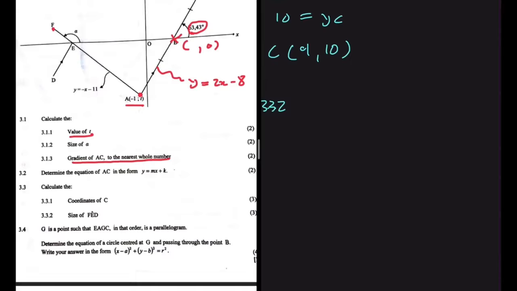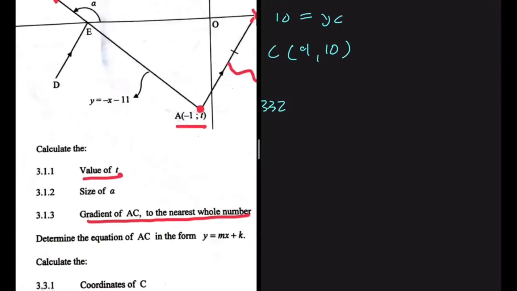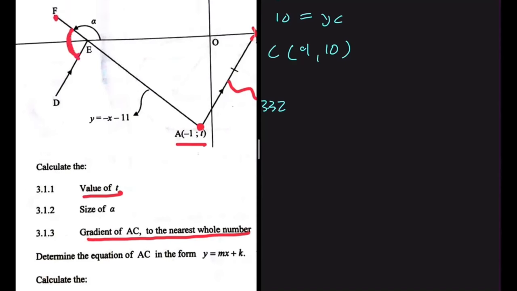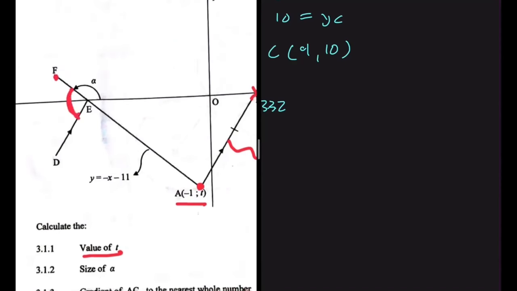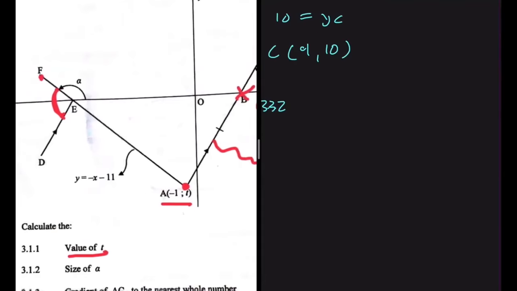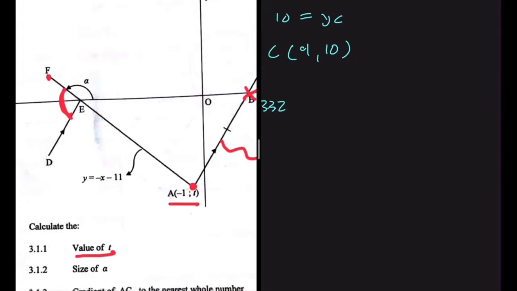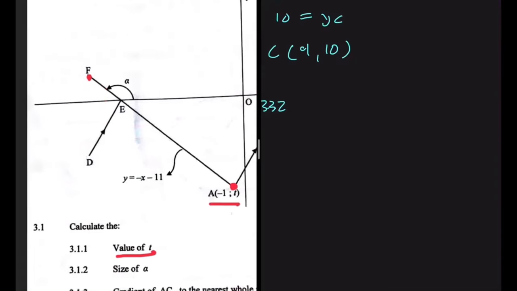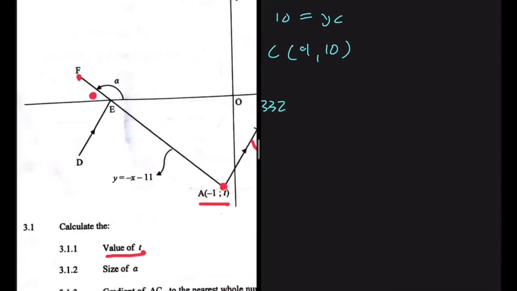3.3.2. Let's find the size of FED. So this entire angle FED, right? So we want FED. What can we do here? We can find this angle here, which is part of FED, by saying 180 minus angle alpha. So let's say that we're going to be able to compute that.